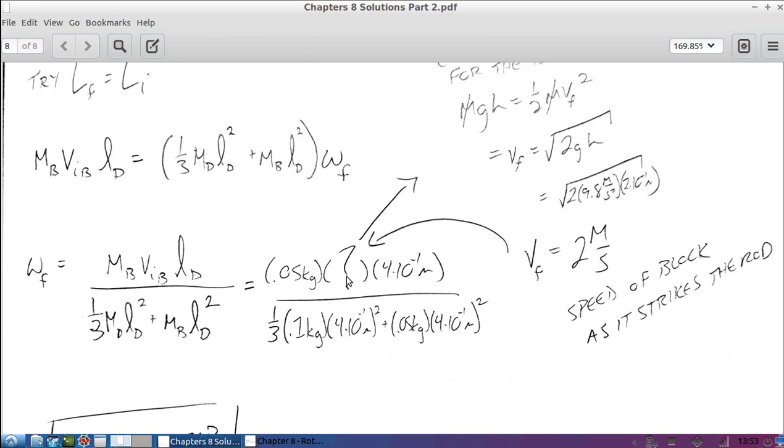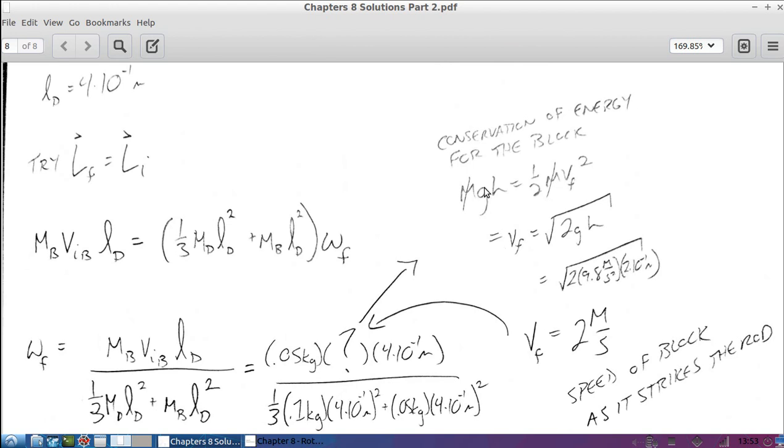So I plug everything in and I go, where's the velocity? That's what we were talking about earlier. We have to use conservation of energy for the block. It's on a frictionless surface, so there's no work being done, thankfully, and we can use conservation of energy. Set the initial gravitational potential of the block equal to the final kinetic energy once it leaves the incline. So I've got my expression for V final, and I can plug everything in.